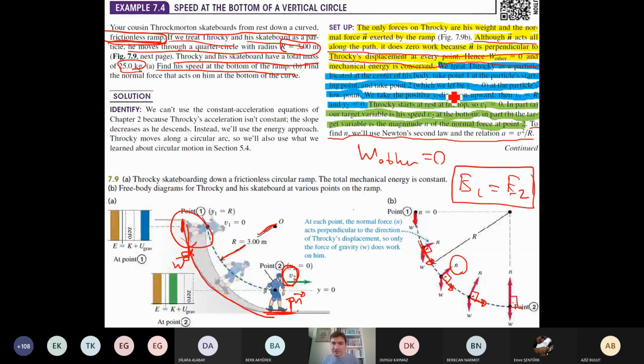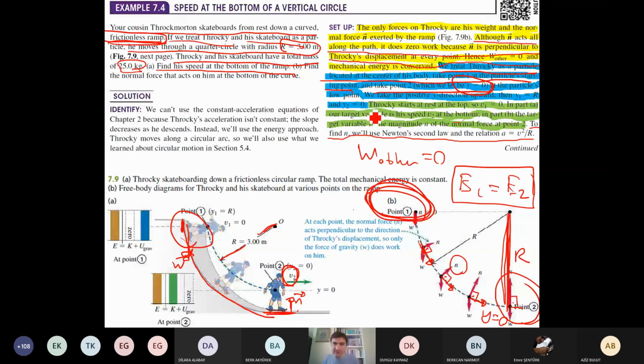So we treat Trocky as a particle located at the center of his body. Take point 1 at the particle's starting point. This is the particle's starting point. And take point 2, then I choose this point, y is equal to 0. This is point 2, okay? This is the ground. This has some certain height. This height is given by r, the radius of this circle. And we take the positive y direction upward, then y1 is r and y2 is 0, okay?